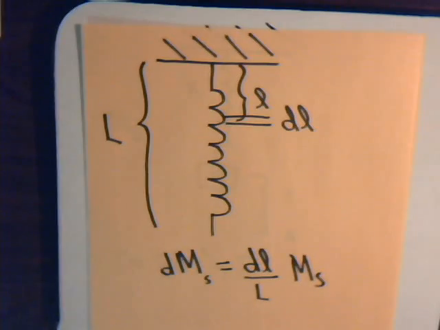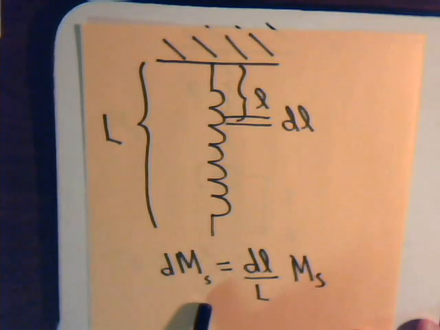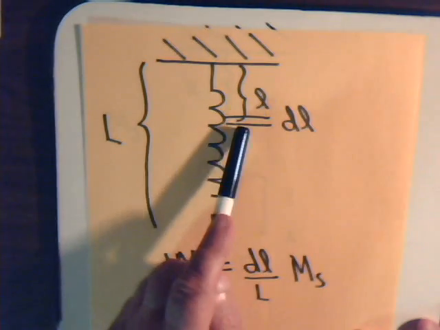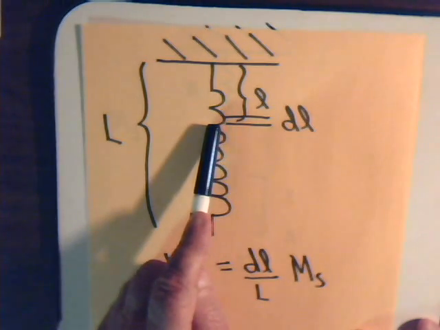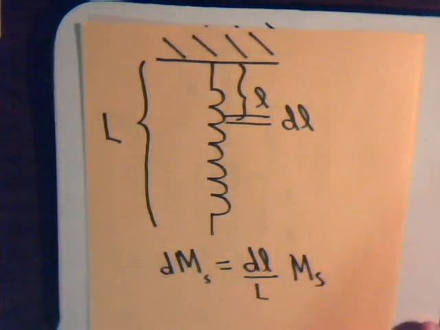Now, when we attach the block to it, and the bottom part of the spring gets displaced a distance x, and if we're here at a distance l from the top of the spring, how far does this point get displaced? So let's think about that for a moment.